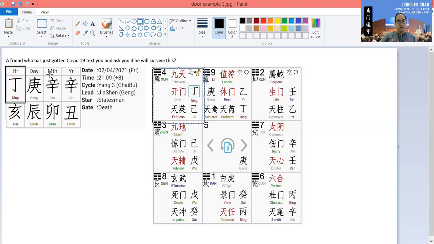Where is the friend? The friend is referred to by this day stamp, which is Geng. This is represented by the symbol called Geng, so we need to take reference from Geng, which is over here. Box number 9 itself is somebody who is your friend, with a Rest Door, with a Leader, with a Problem Star, and with Emptiness. Emptiness tells us the energy of box number 9 may not be so strong.